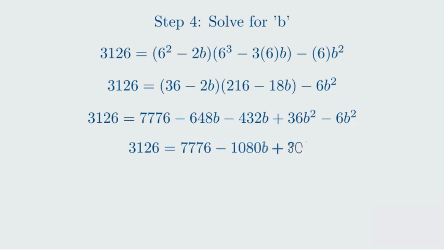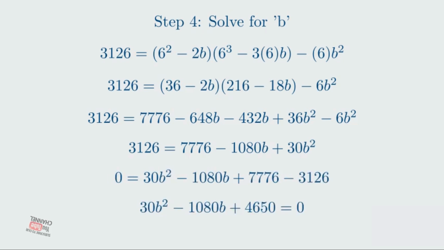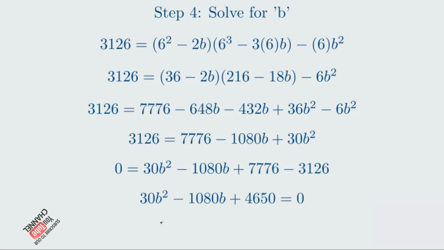This is a quadratic equation for b. We need to rearrange this into standard quadratic form, ax squared plus bx plus c equals 0. By subtracting 3,126 from both sides and simplifying, we get 30b squared minus 1,080b plus 4,650 equals 0. We can divide the entire equation by 30 to get b squared minus 36b plus 155 equals 0. This is the equation we need to solve for b.